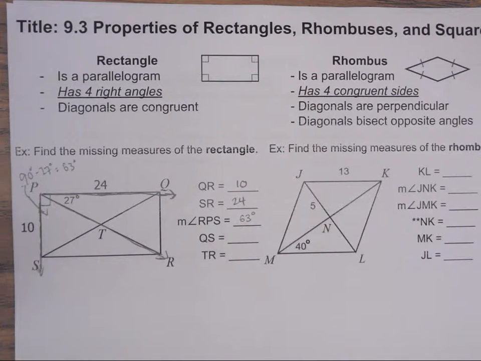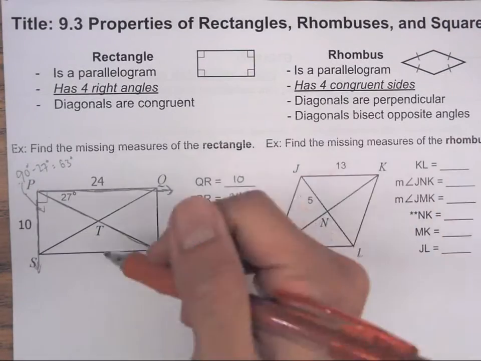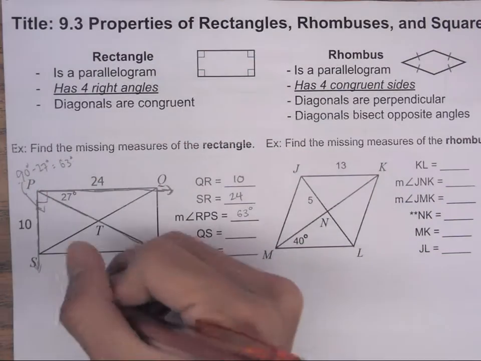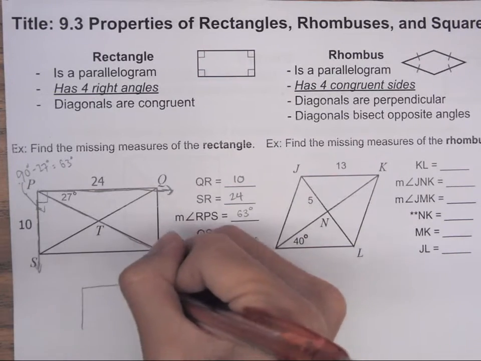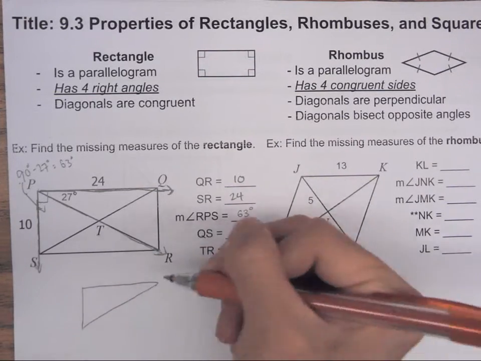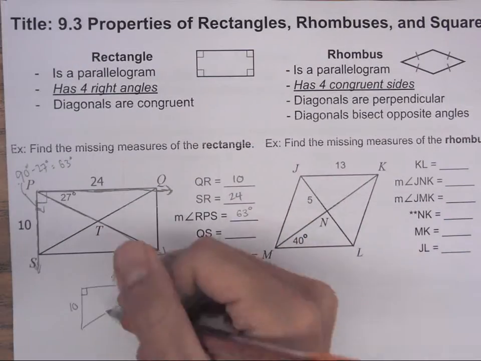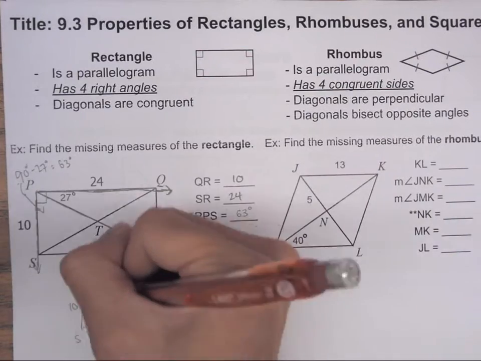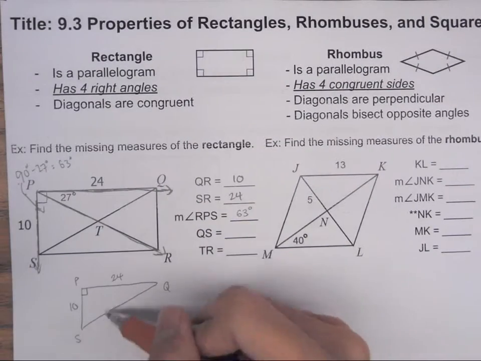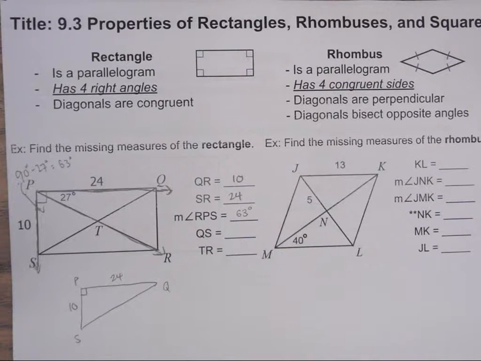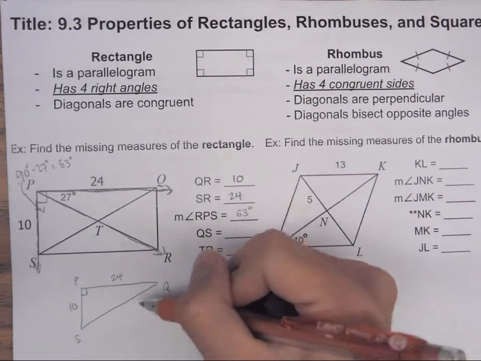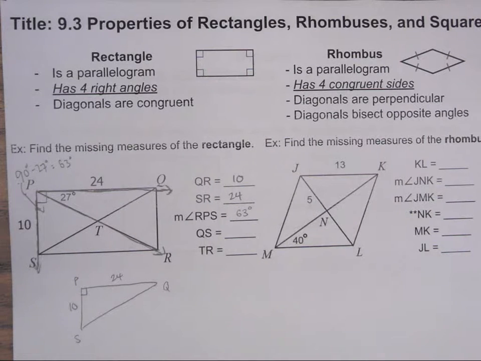Okay, QS. This was the fun one. What I'm going to do is redraw this shape right here. So this is a right angle. This is 24. This is 10. And this is length QS. So our goal is to find QS. This is interesting because we have a right triangle. I'm not sure if you guys remember this, but every time you're dealing with a right triangle and you want to find the missing side length, you have to apply the Pythagorean theorem.